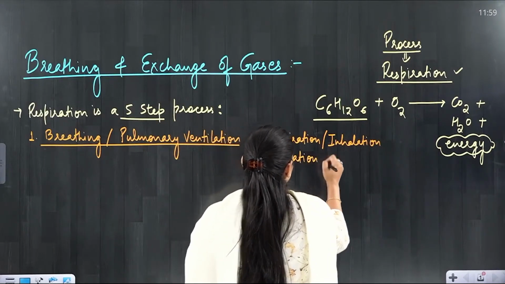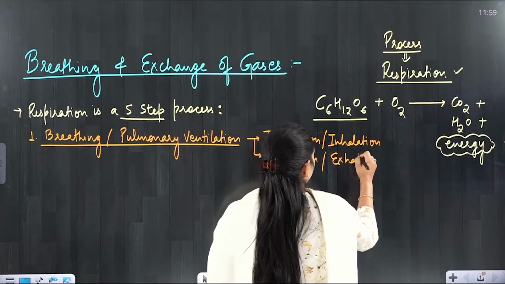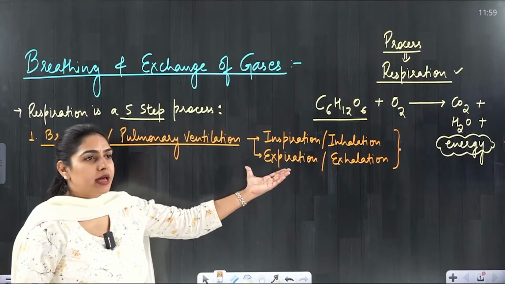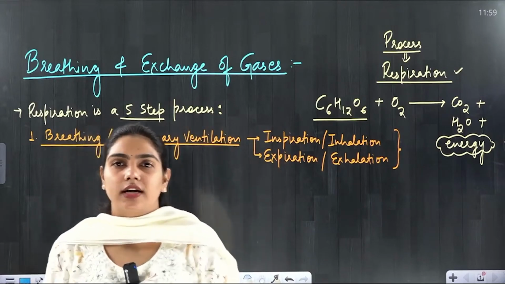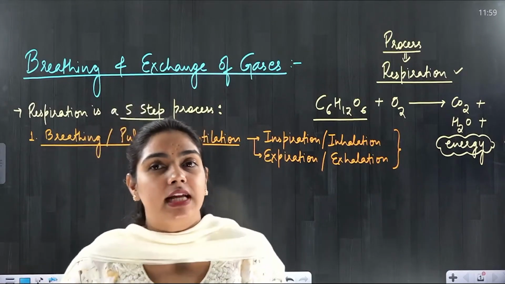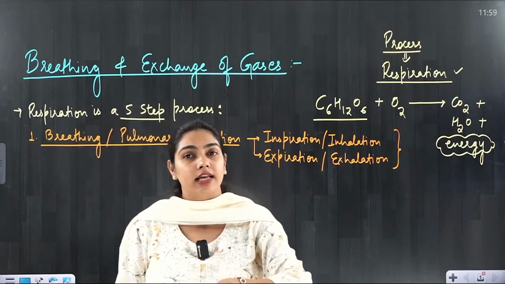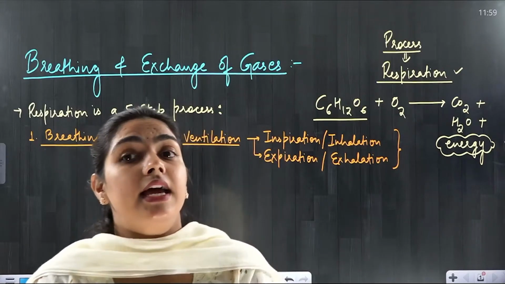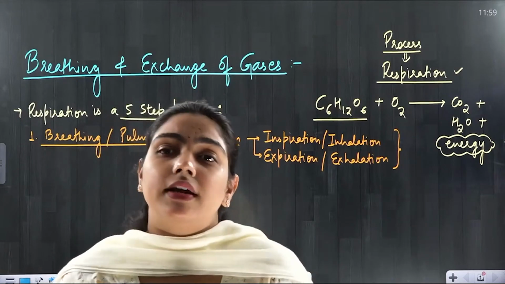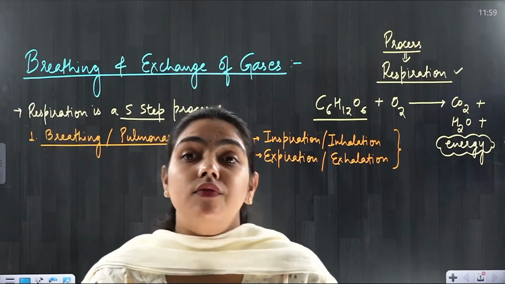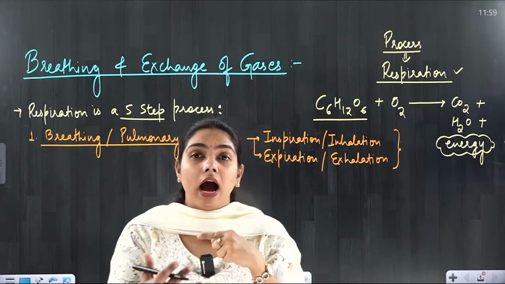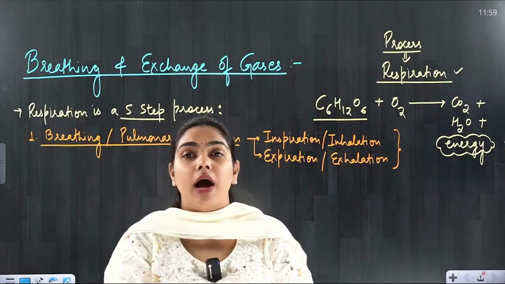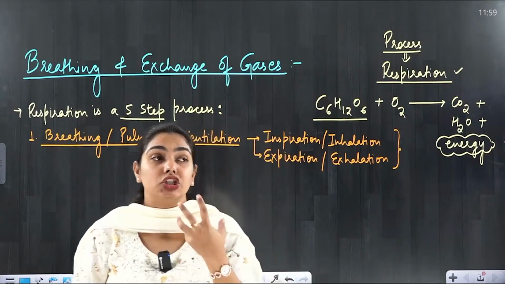There is a separate mechanism for how inspiration takes place and how expiration takes place. I think you have studied the mechanism previously. In inspiration, we take the air inside, and in expiration, we throw the air outside. In the air we take in, there is a very important gas, oxygen. How that oxygen goes from the alveoli into the blood, and how CO2 comes out from the blood into the alveoli, is known as exchange of gases.